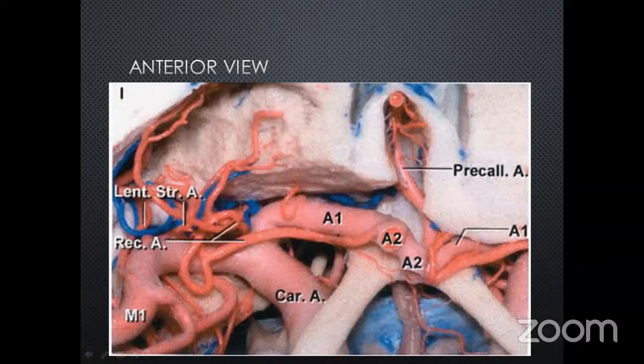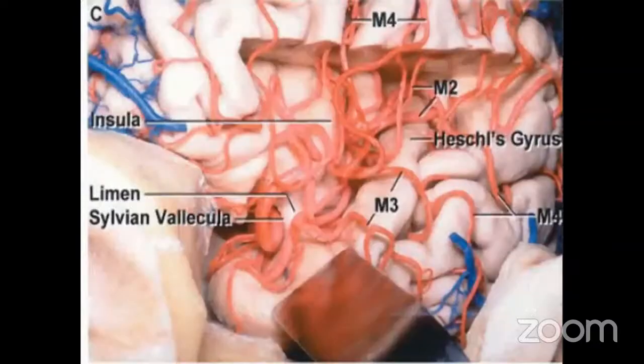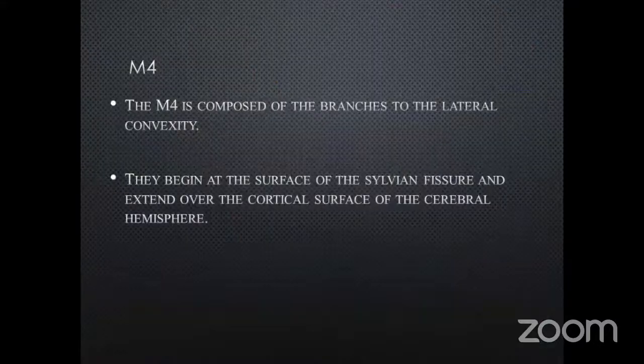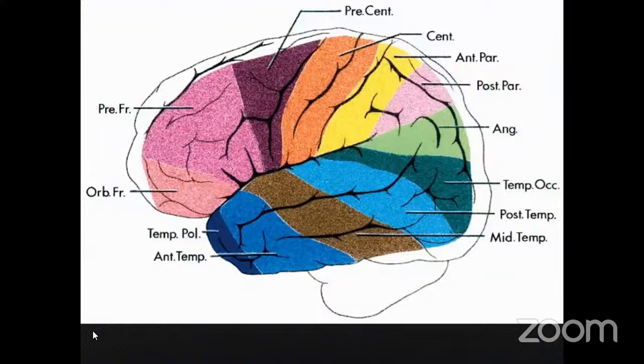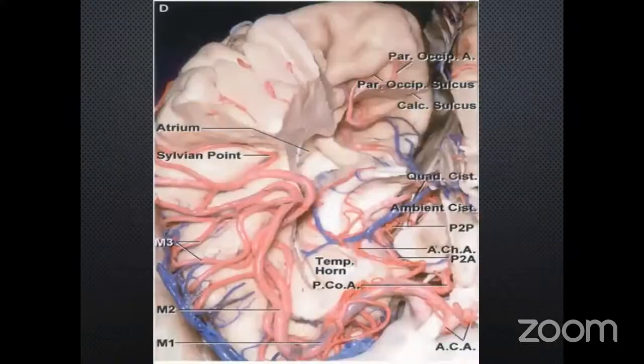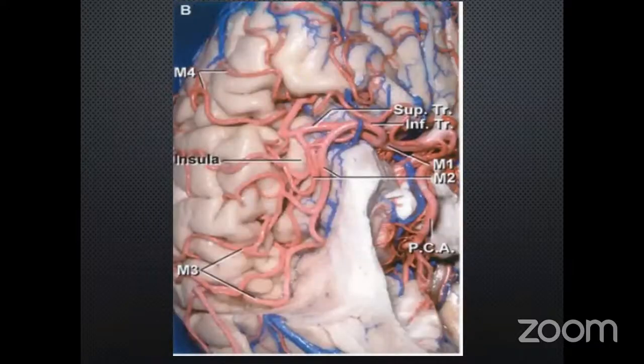Is this one of the turns that was at the limen insulae? Yeah. So the picture I showed, where I showed the limen insulae, that was the part where it was becoming the M2 segment because it was entering from the carotid to the sylvian cistern. So let's forget that picture for now.